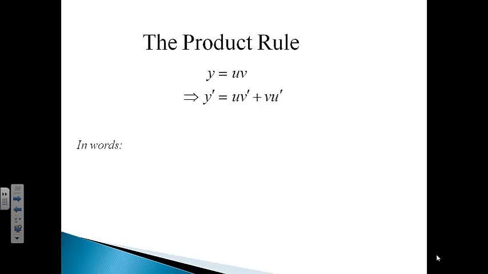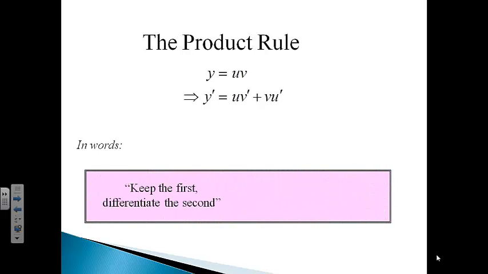Now in words, the way we write this is you keep the first term, so you keep the u, and you differentiate the second term, that's the v prime, and then you add the second, you keep the second, and you differentiate the first.